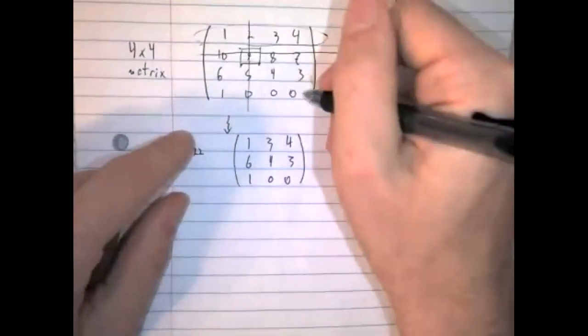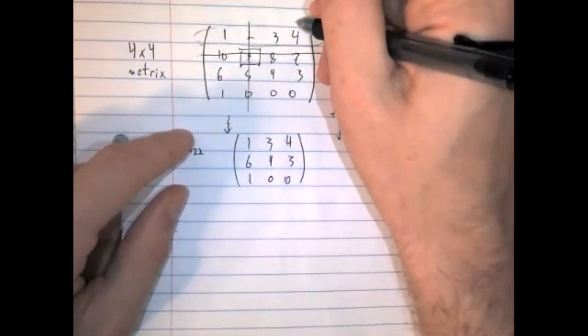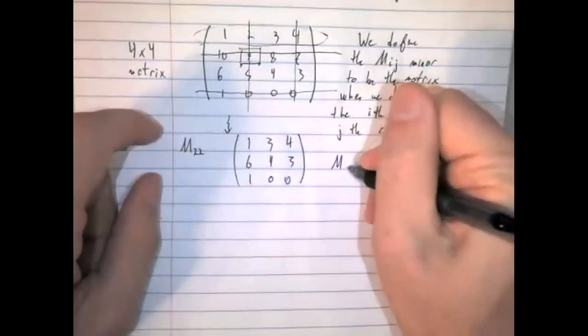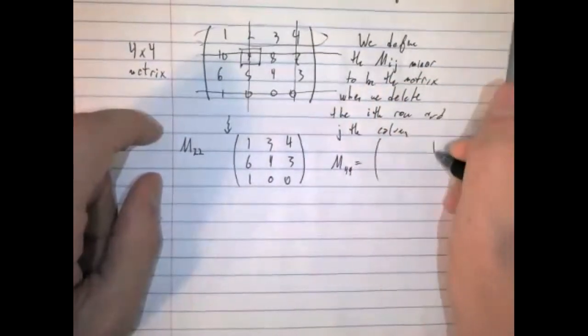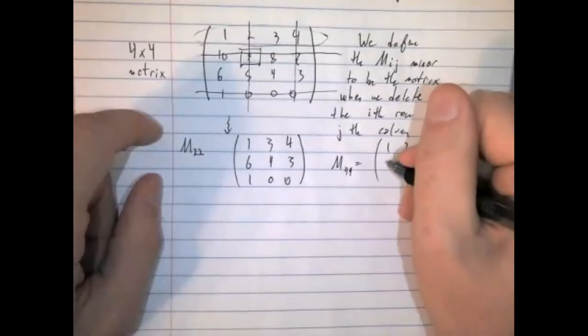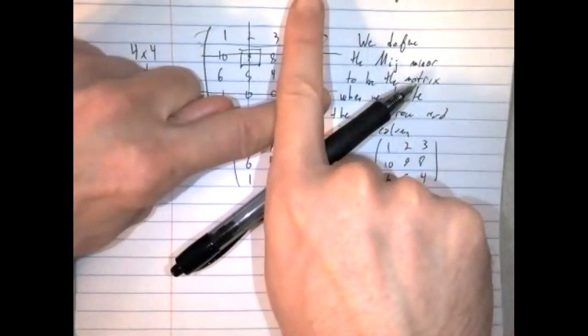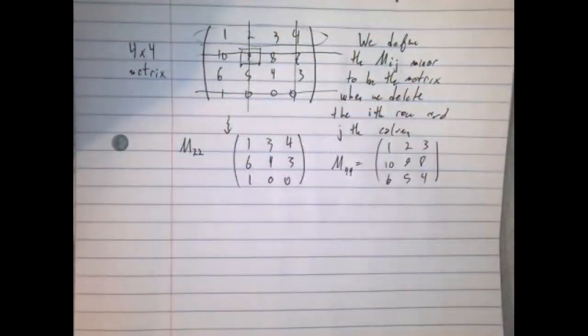Similarly, if I look for the 4, 4 minor, that means I'm going to delete column 4 and row 4. So M 4, 4 is equal to 1, 2, 3; 10, 9, 8; 6, 5, 4. I've deleted these and seen what matrix remains. Are we okay with the notion of a matrix minor? Yeah. Okay.